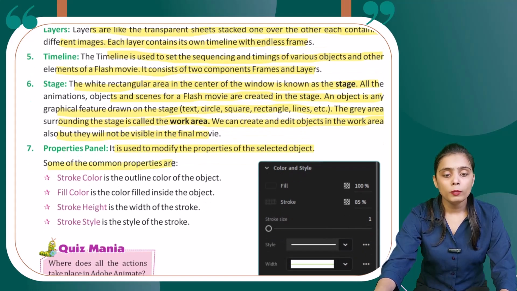Some of the common properties are: stroke color is the outline color of the object.